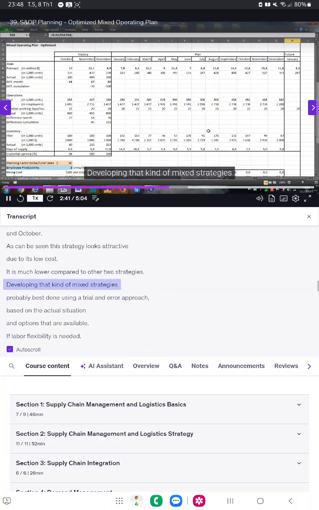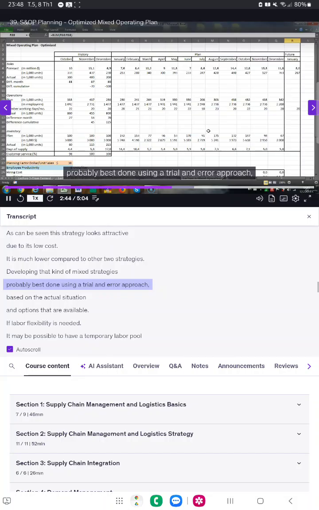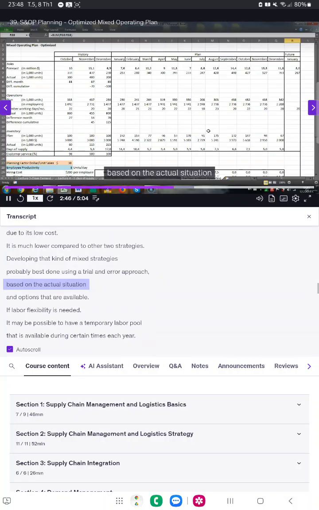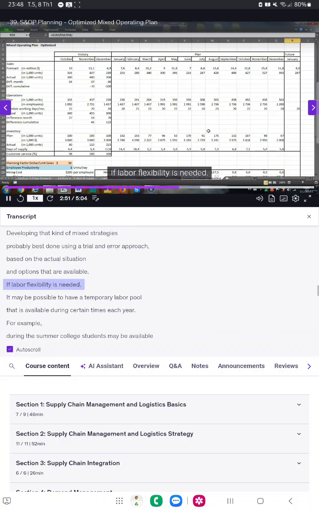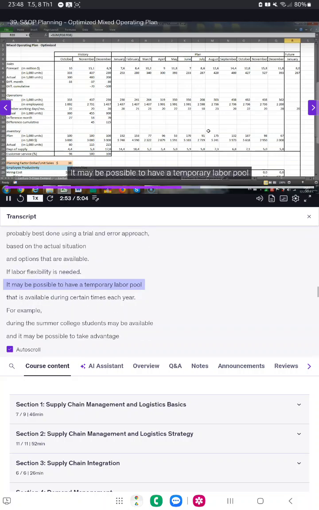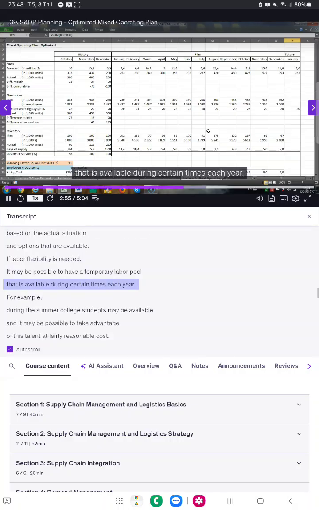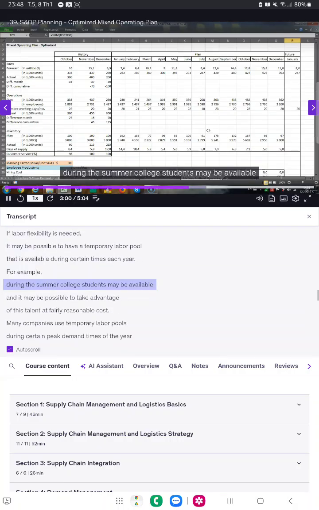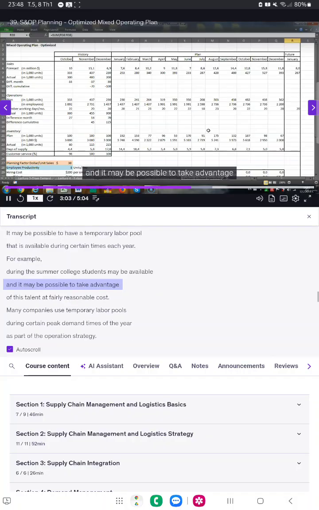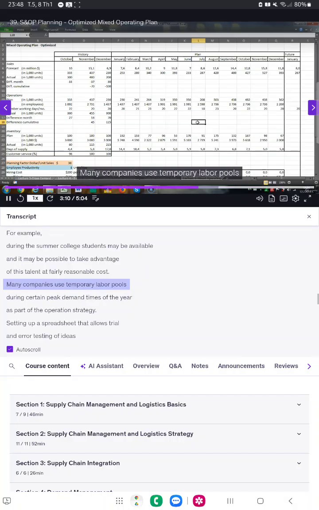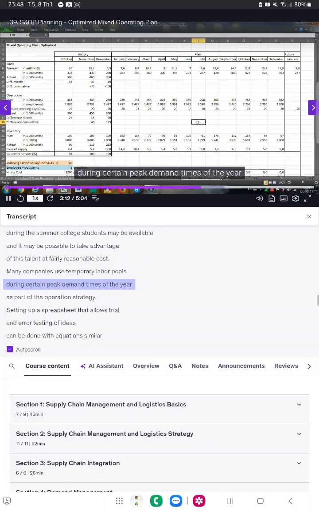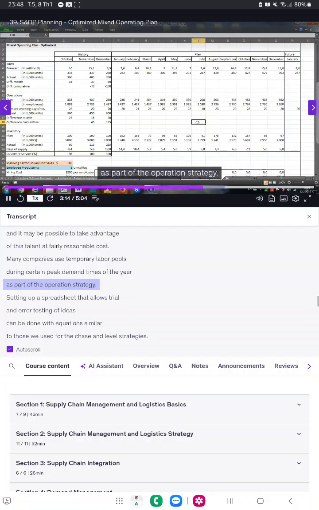Developing that kind of mixed strategy is probably best done using a trial and error approach based on the actual situation and options that are available. If labor flexibility is needed, it may be possible to have a temporary labor pool that is available during certain times each year. For example, during the summer, college students may be available, and it may be possible to take advantage of this talent at fairly reasonable cost. Many companies use temporary labor pools during certain peak demand times of the year as part of the operation strategy.